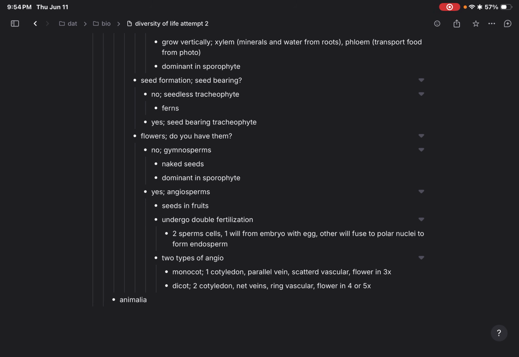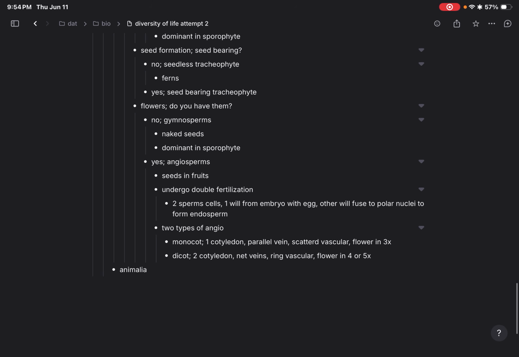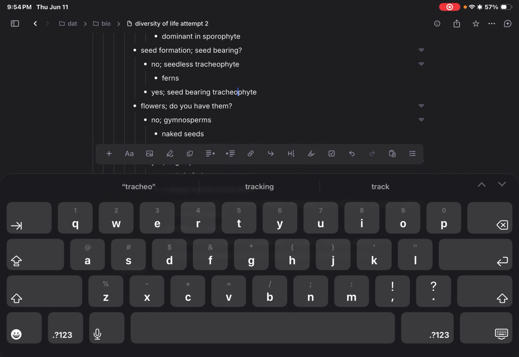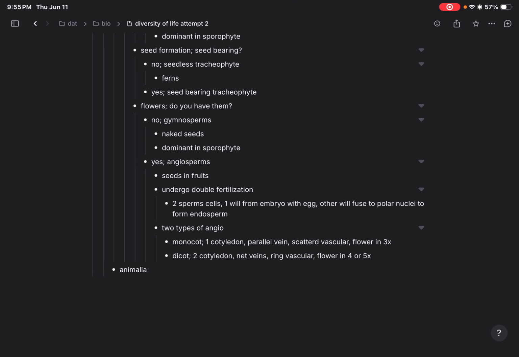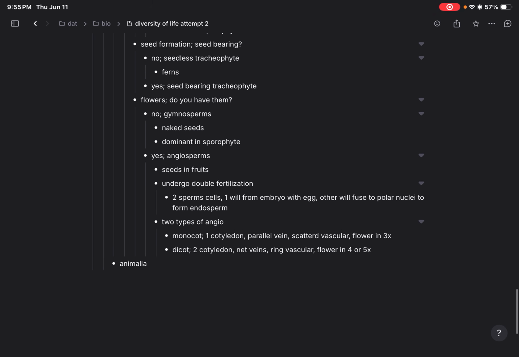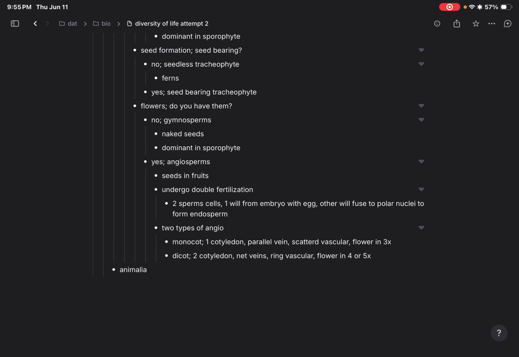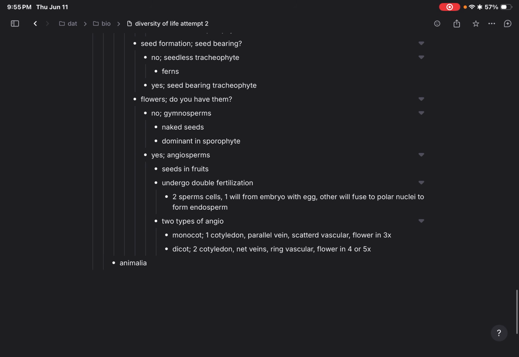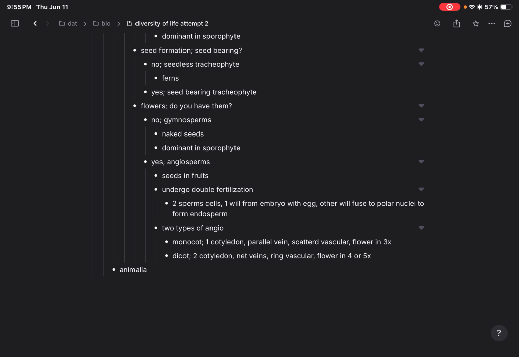Now, if yes, you are an angiosperm, you have flowers, so you have seeds in the fruit, which is not naked. These will undergo double fertilization as well, which basically means that two sperm cells, like two male cells, can fuse with female cells. One sperm cell will go to the embryo with an egg, the actual way it's supposed to happen, then the other one will fuse with the polar nuclei to form the endosperm.